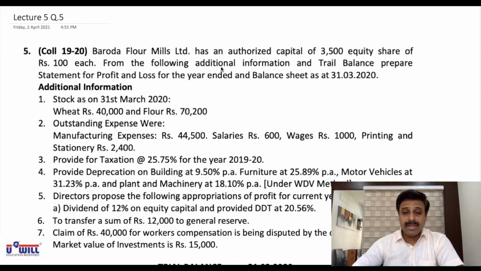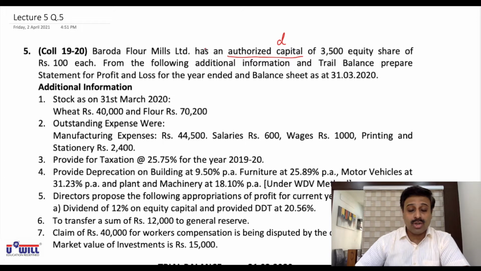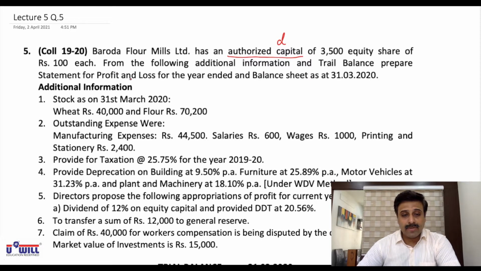Baroda Flour Mills Limited has an authorized capital of 3,500 equity shares of rupees 100 each. Mark it as D, disclosure. It will just appear as a disclosure in the balance sheet. That means in the beginning in share capital we write this disclosure, and the amount is double underlined because it is not to be included in the total. From the following additional information in trial balance, prepare statement of profit and loss for the year ended and balance sheet as at 31/3/2020.